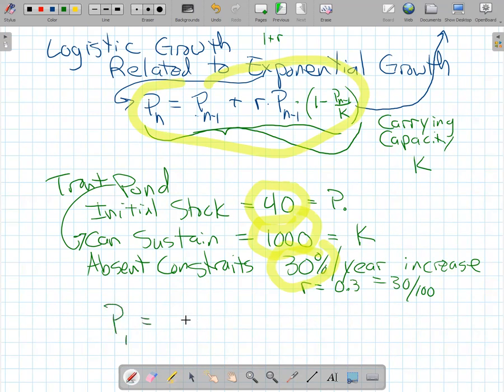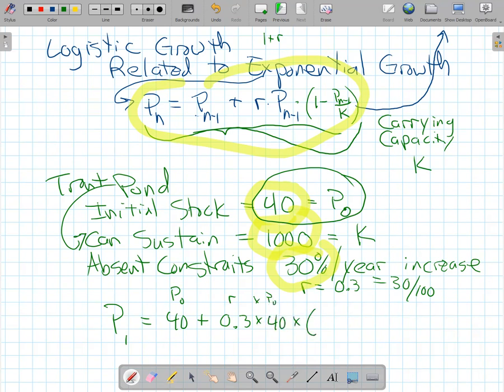So P1 for me is going to be 40 plus 0.3. What's up? Isn't it P0? P0 is the initial amount right here. So I'm calculating P1. To calculate P1, I need P0. So it's always the previous number that goes here. Yeah, so here my P1 is what I want to find, and I need to use P0 to get there. So I'm going to have R times P0 here. So I'm going to have another 40 there. And I'm going to have times parentheses 1 minus P0 over K. So for me, that's going to be a 40 over 1,000.